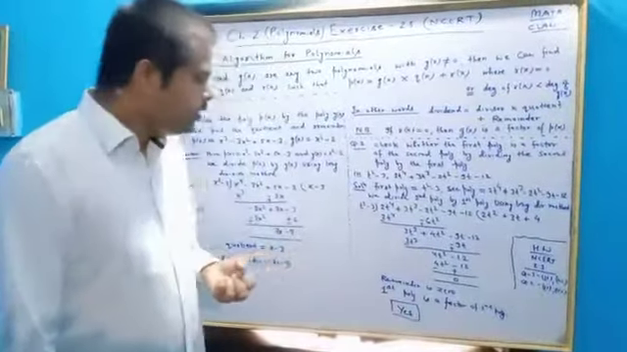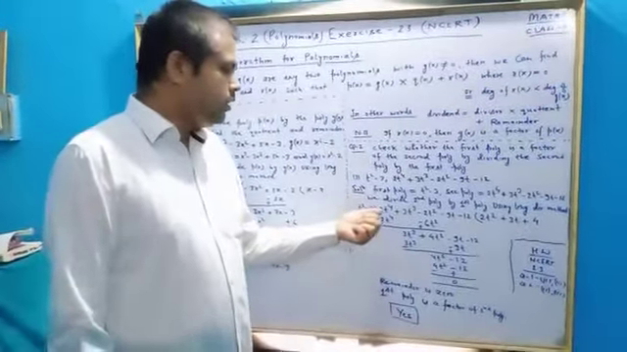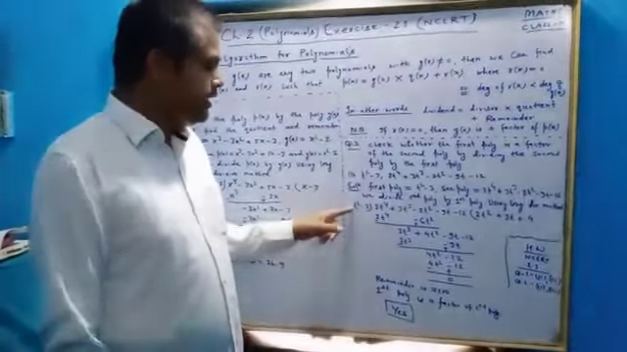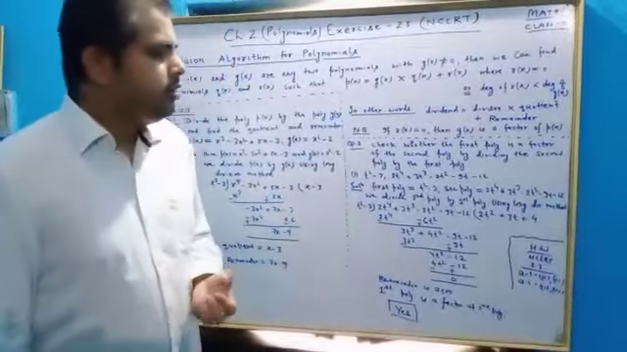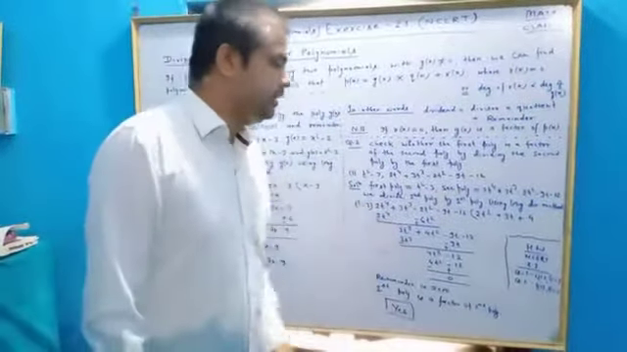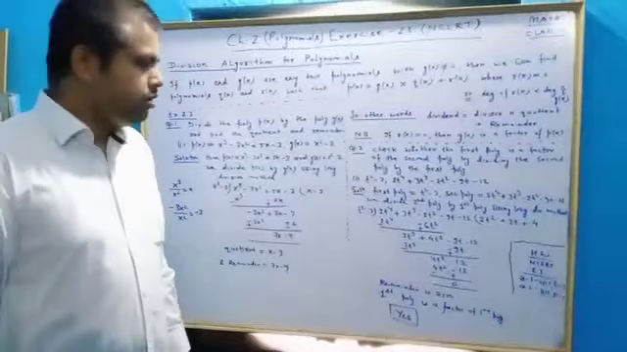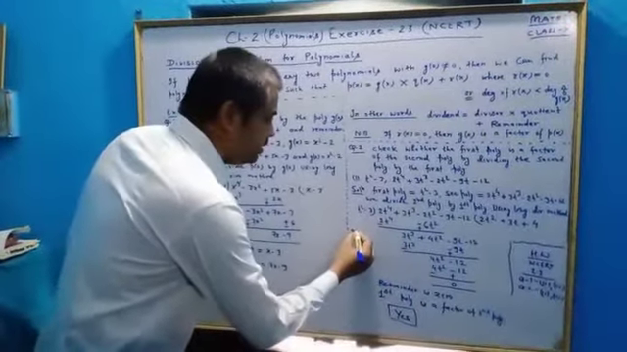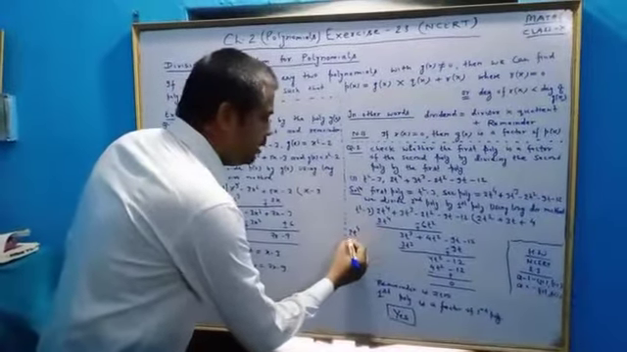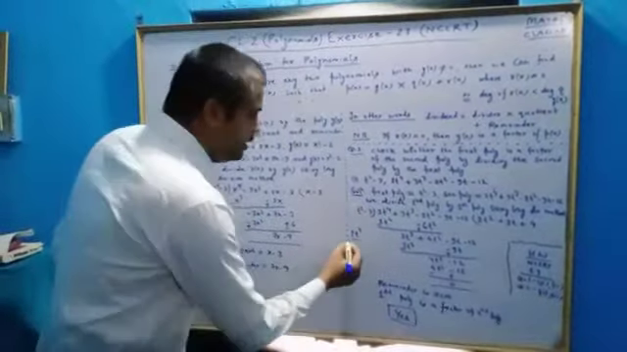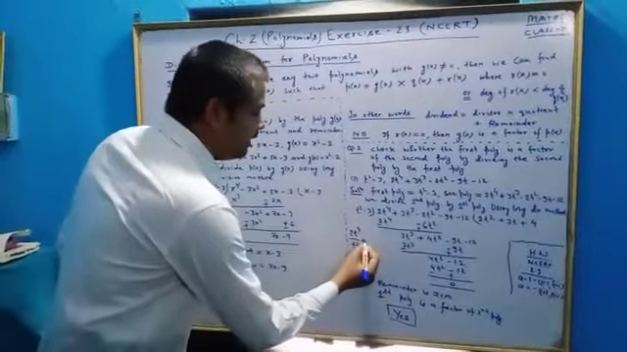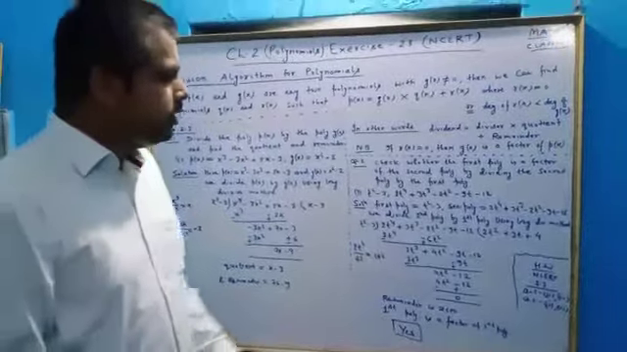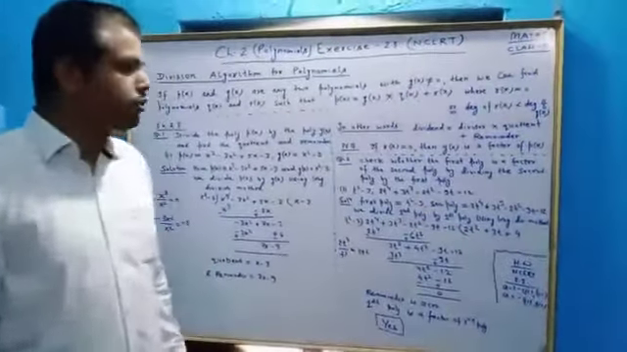Here the first term of dividend is 2t to the power 4 and first term of divisor is t square. Then what is the first term of quotient? How can we find it? Let's divide the first term of dividend, that means 2t to the power 4, by the first term of divisor t square. What do we get? We get 2t square. So the first term of quotient is 2t square.